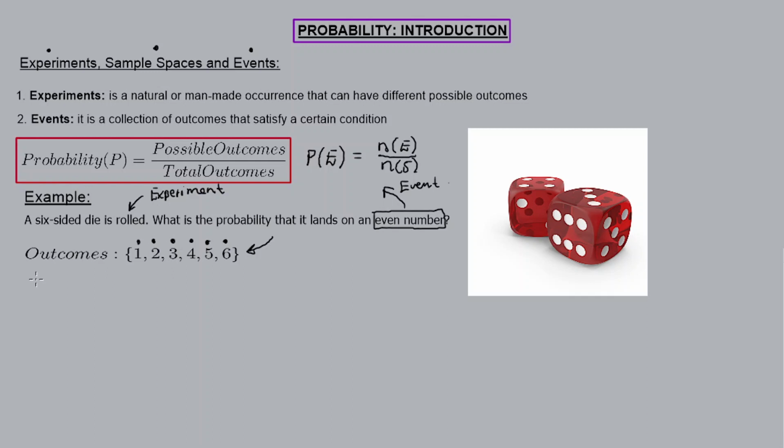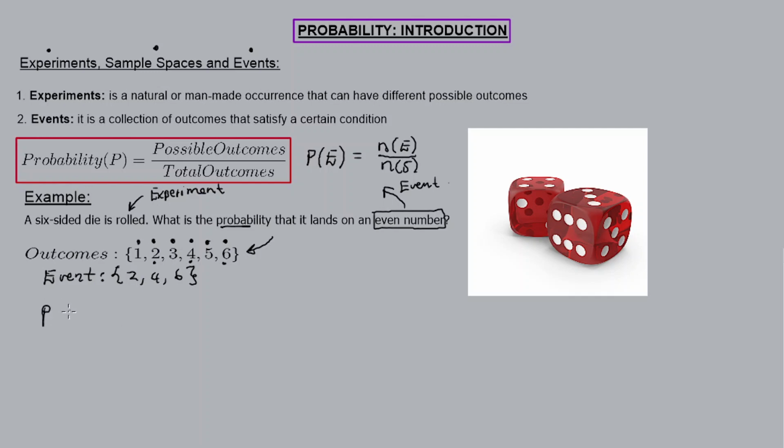Now the event is the probability that it lands on an even number. So the event is landing on an even number. So here we have the sample space of the experiment, and the event is that we want even numbers. The even numbers are 2, 4, or 6. So 2, 4, and 6. So the event for this experiment is 2, 4, 6, but we need to calculate the probability.